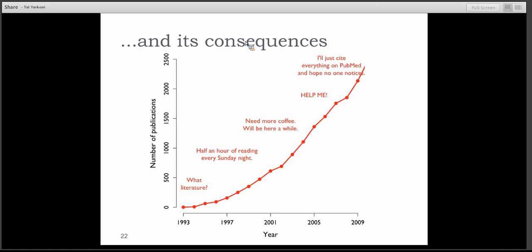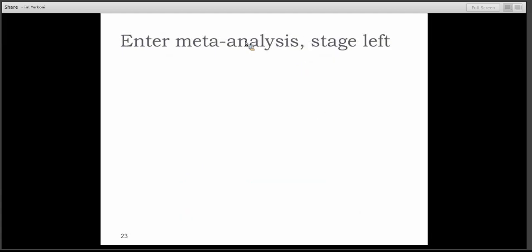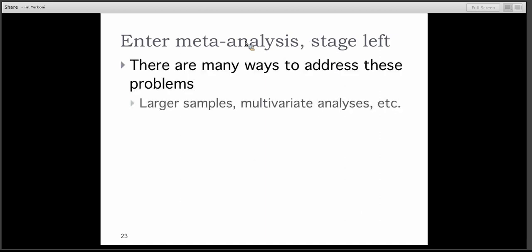If we want to have a sense of what the brain is doing and how it relates to cognition, of course, we need to be able to synthesize these enormous literatures and draw conclusions from them. So how do we address these issues? Well, I should say there are many different ways to address these problems. You can use larger samples, which is expensive. Multivariate analysis, I think, is a really hot area now, and I think that's actually a good way to go.